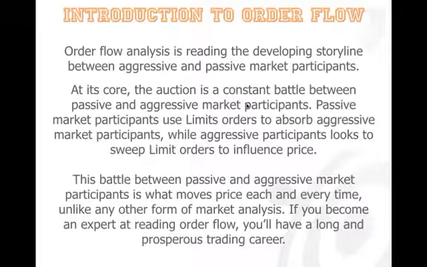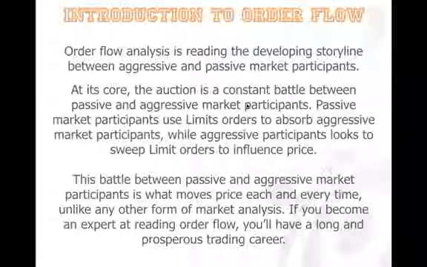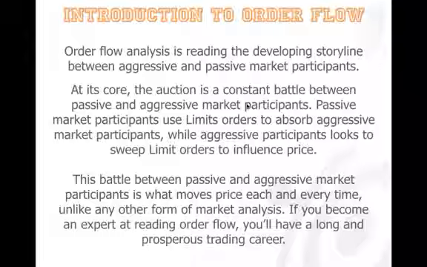So order flow analysis is basically reading the developing storyline between aggressive and passive market participants. And at its core, the auction is a constant battle between passive and aggressive market participants. Passive market participants use limit orders to absorb aggressive market participants, while aggressive market participants look to sweep these limit orders to influence price to the next price level.